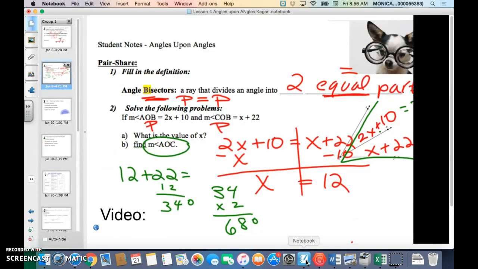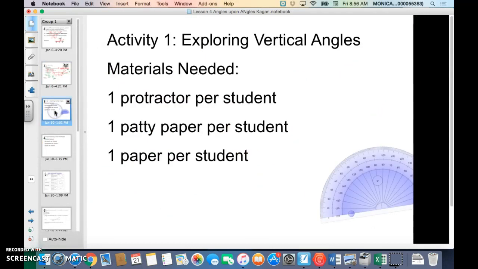All right, so there you have it. That's how you would construct an angle bisector, and as you can see, both of the angles were equal.